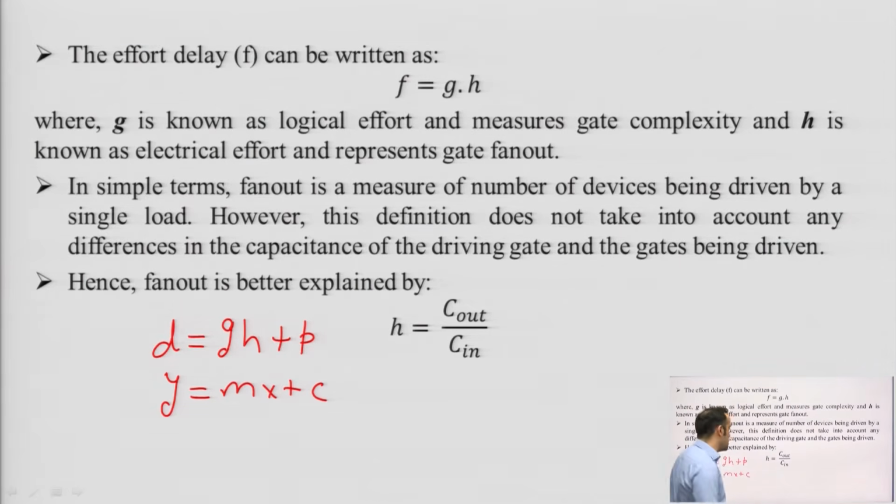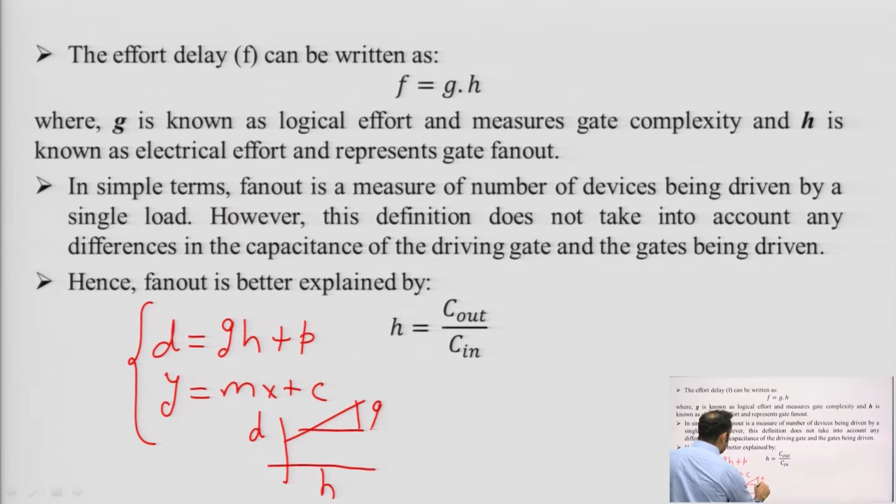If I compare these two equations, I can say that if I plot a graph between d, my normalized delay, and h, which is the electrical effort or representative of the fan out of the gate, I should get some straight line such that the slope of this line represents g, the logical effort, and this intercept here should give me the parasitic delay. Okay. So, this is what basically linear delay model is all about, right.